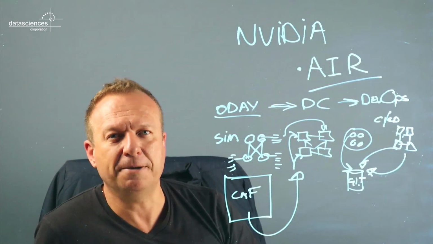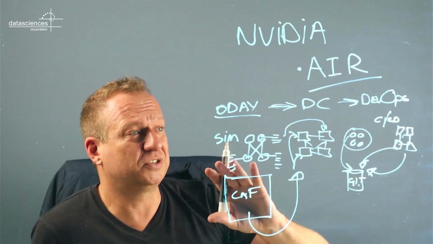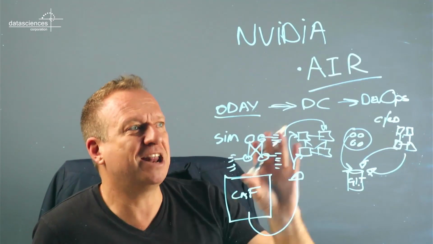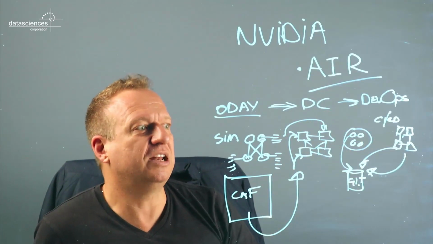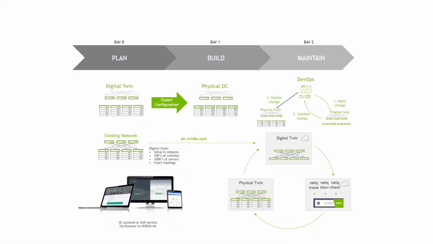Really, the future of networking and data center operations is going this way, in terms of the predictability and manageability that we want to have. And this is a practical application of digital twins within your IT data center.